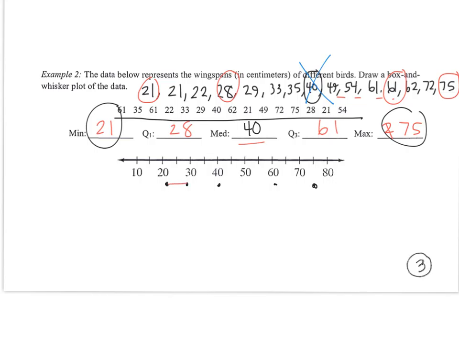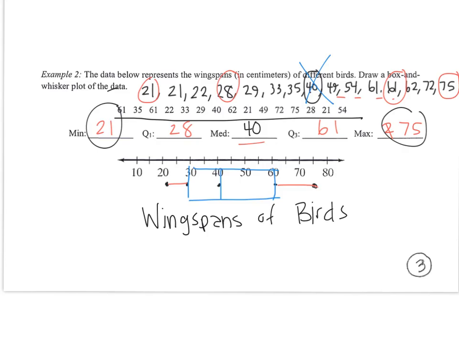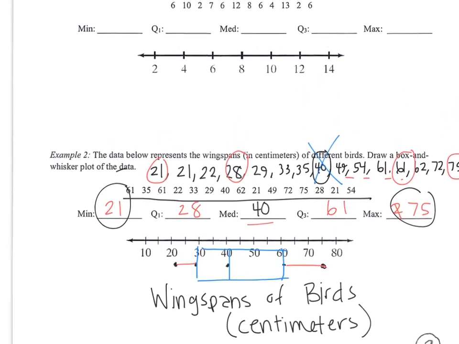So the whiskers are going to be these two end segments. And the box is going to be the Q1, the Q3, and the median, and then connecting these with vertical lines or horizontal lines. We want to have a title, so I'm going to write the data below represents the wingspans of birds in centimeters. So I'm going to write wingspans of birds in centimeters. There.